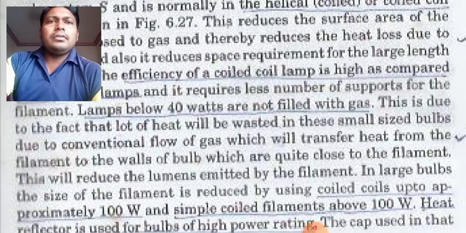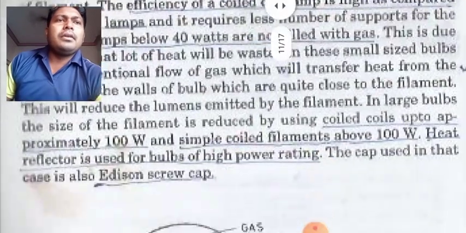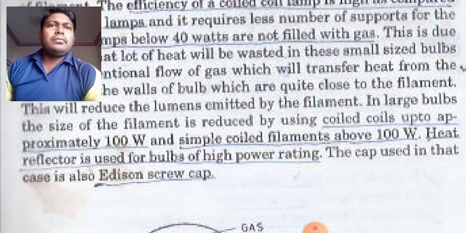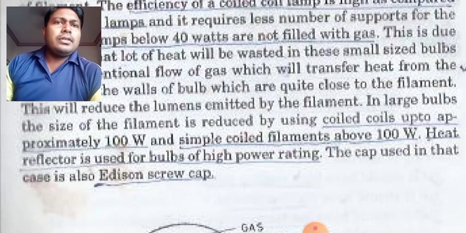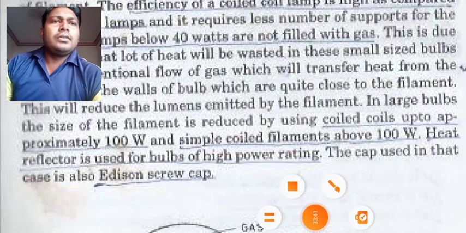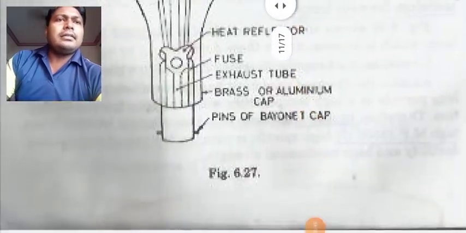In large bulbs, the size of the filament is reduced by using coiled coils up to approximately 100 watt, and simple coiled filament above 100 watt. Heat reflectors are used for bulbs of high power rating. The cap used in that case is the Edison screw cap. So the type of cap which is used is known as the Edison screw cap.